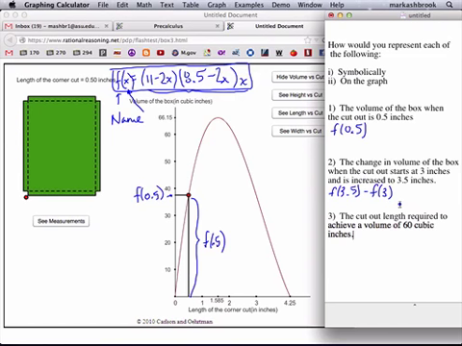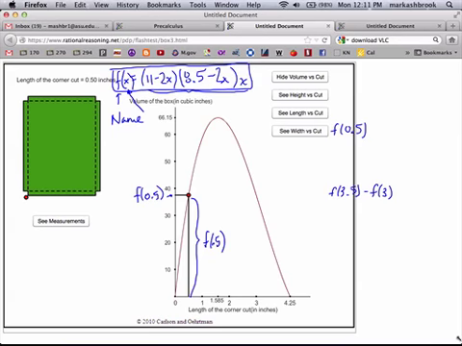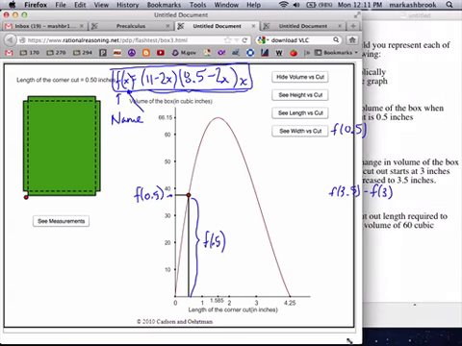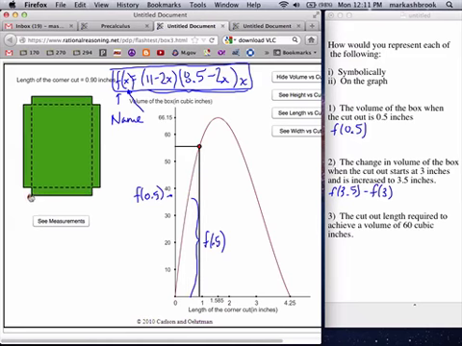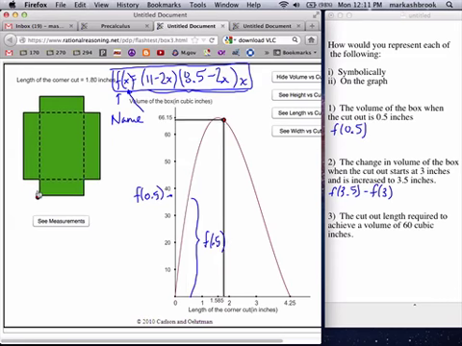Okay, so let's think about this. Let's take each one separately. What is f of 3.5? How would we represent that on the graph? Let's use the graph to answer this question. Okay, so how would we represent that on the graph? We'd go to make the cutout 3 inches.